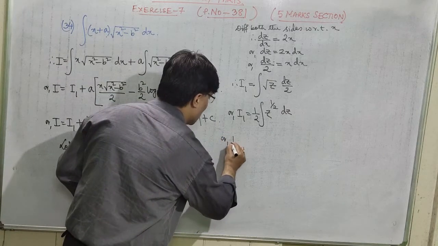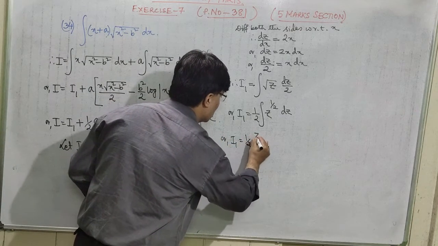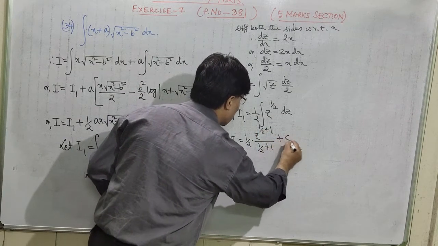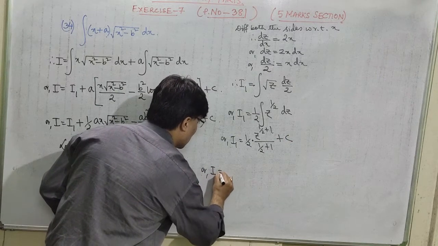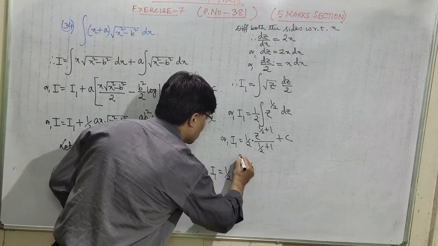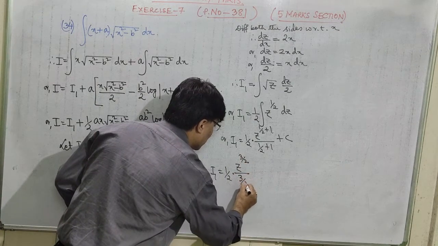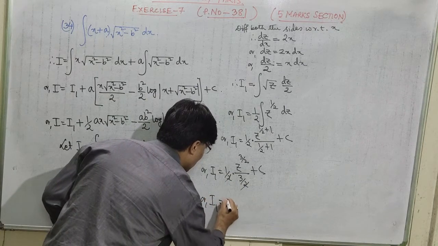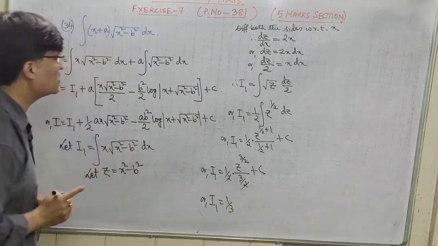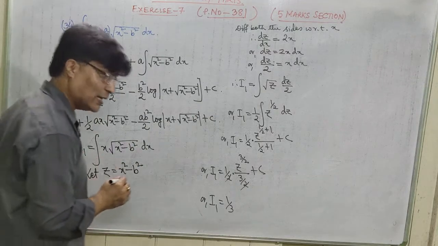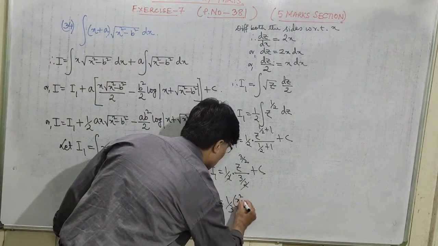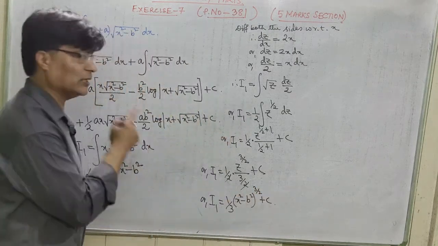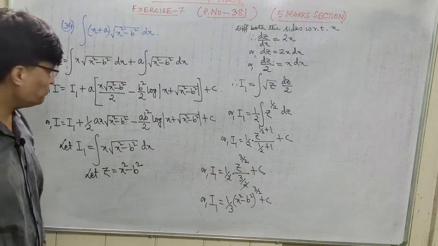Similarly here also, I1 is equal to half into z to the power half plus 1 divided by half plus 1, plus c. Or what is I1 here now? Half into z to the power 3 by 2 divided by 3 by 2 plus c. 2 gets cancelled. So I1 is equal to 1/3. What is the value for z in this case? x square minus b square. This is your x square minus b square whole to the power 3 by 2 plus c. That is the value for I1.